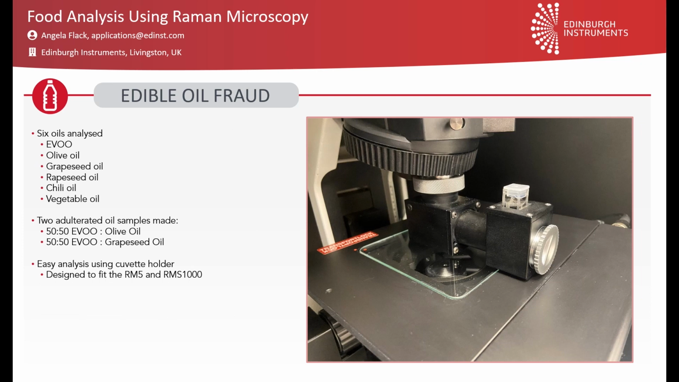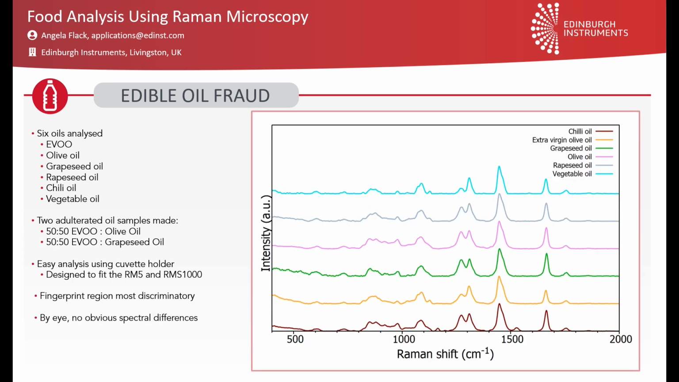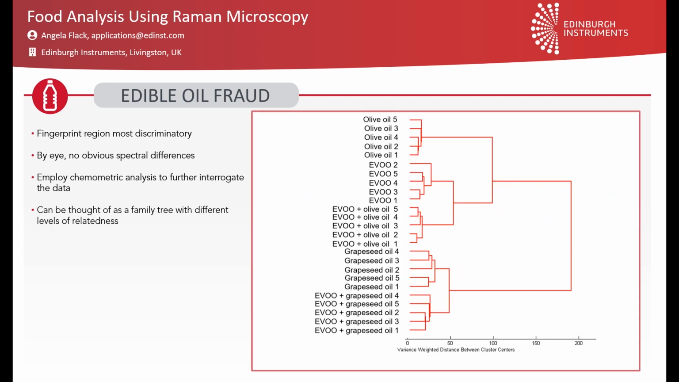To demonstrate how Raman spectroscopy can be used to help with this problem, 6 supermarket oils were analysed and 2 adulterated oil samples were made containing 50% extra virgin olive oil and 50% olive oil or grapeseed oil. Visually, the spectra appear identical. So whilst we get strong Raman responses, by eye we cannot tell the difference from the spectra of every oil type. So what do we do? Well, thankfully we can employ multivariate analysis.